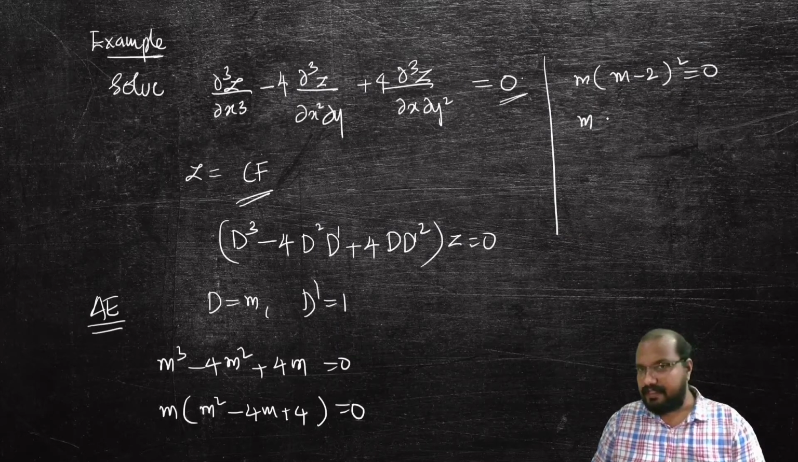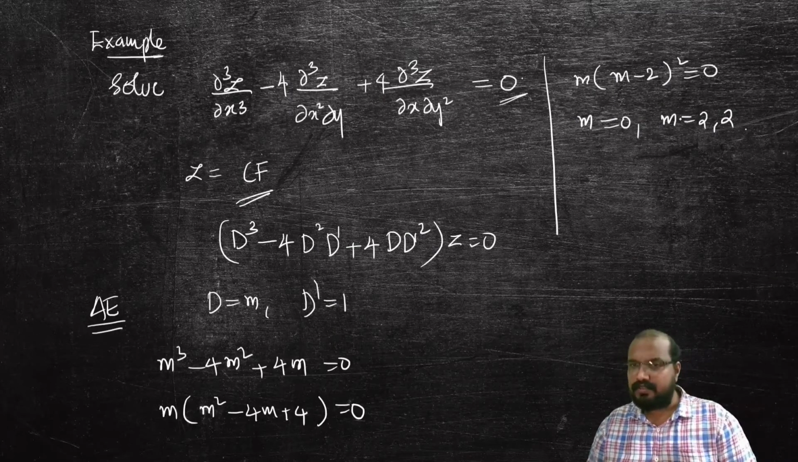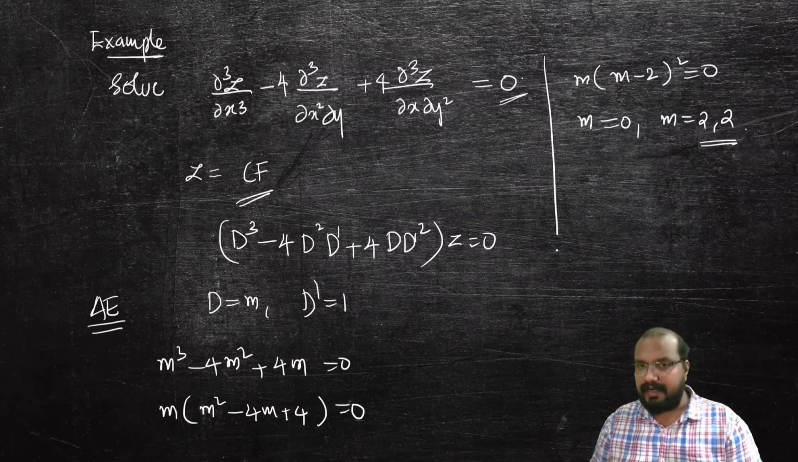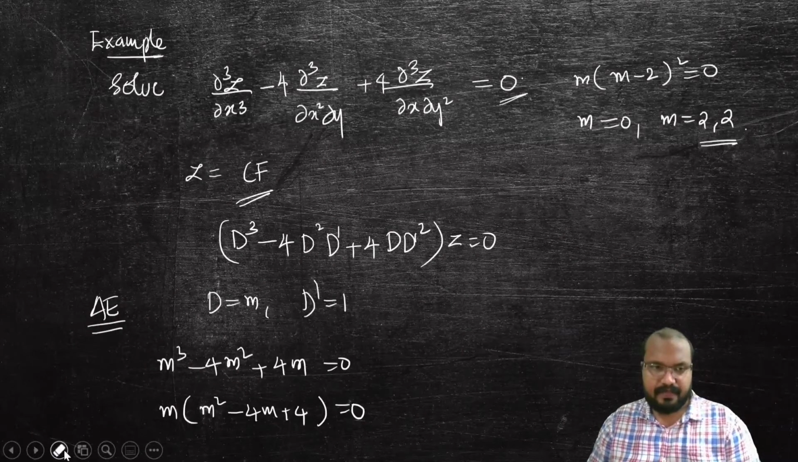We have three solutions: m equal to 0, m equal to 2 and 2. 2 is a double root, isn't it? Now we want to write its solution, its complementary function. How can you write its complementary function? You can just see this.